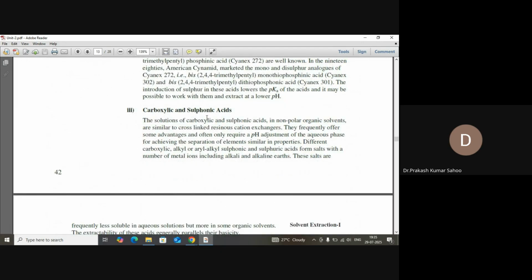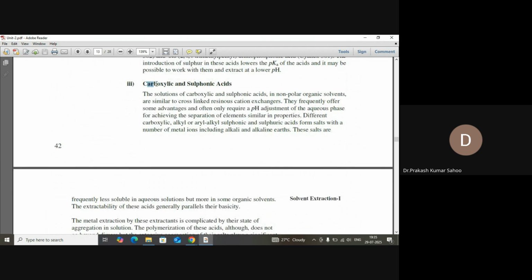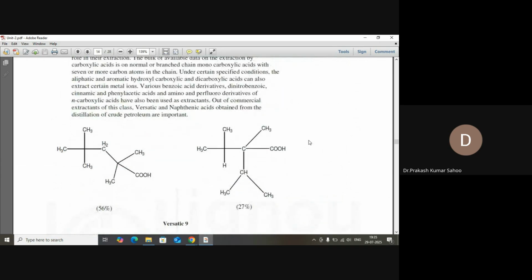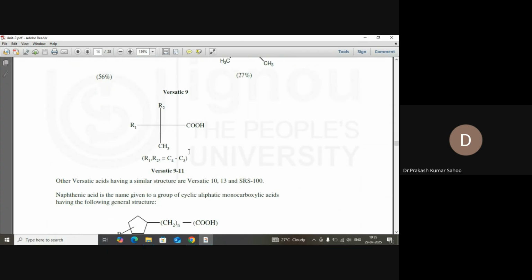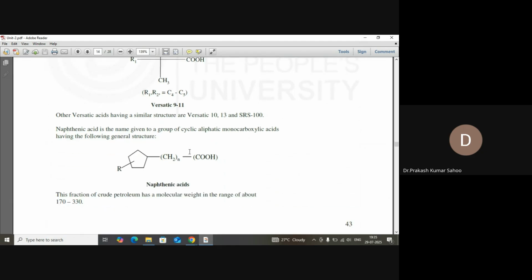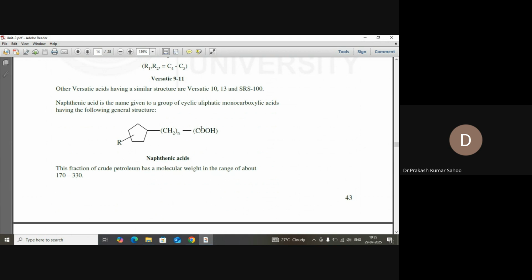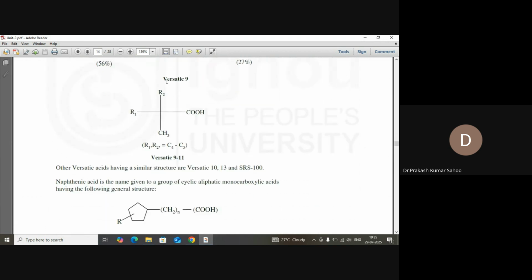Then we have the carboxylic or sulfonic acid. So carboxylic acid is carrying the COOH group, and sulfonic acid carries the SO3H group. So just see here, these are the carboxylic acids, like hexatic or naphthenic acid obtained from the distillation of crude petroleum, which are important. So these are some examples of acids which are extracted from different crude oils. This is naphthenic acid. This is your versatic acid.